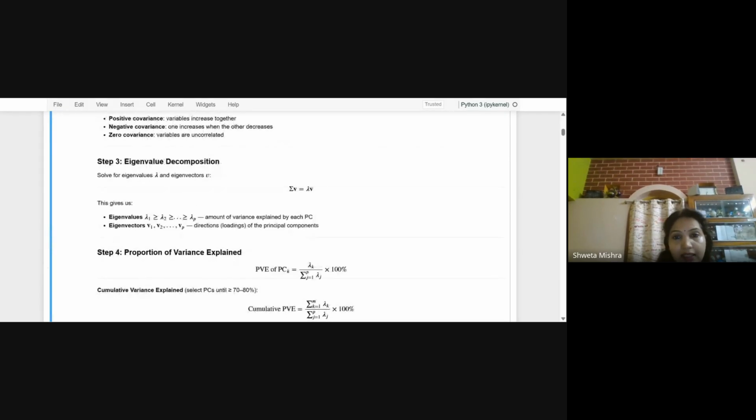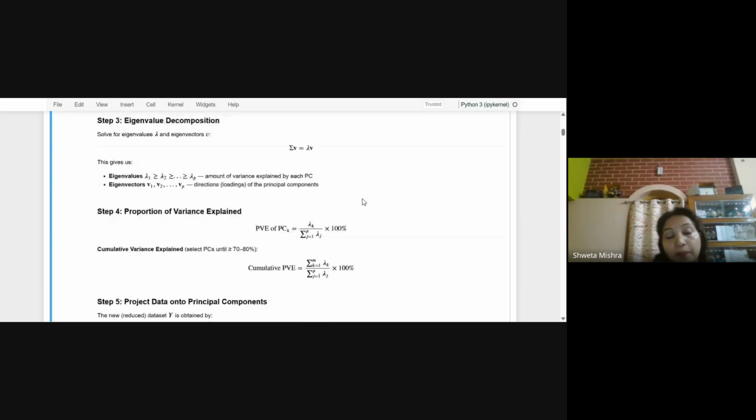Now here, if you can see the formula, how it will work. Sigma is the covariance matrix, small v represents the eigenvector, which means direction, while lambda is the eigenvalue, the shape of the data cloud. As I said, we arrange the eigenvalues in decreasing order. The highest value will represent principal component 1, then 2, and so on.